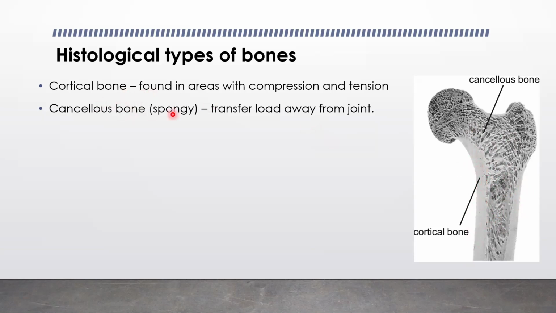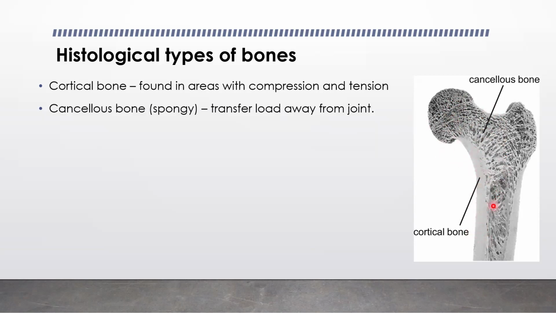And cancellous bones transfer load away from the joints. For example, you can appreciate here the hip joint, and then here you have cancellous bones, enabling you to transfer load from the joint, from the hip joint down to the shaft of the femur.